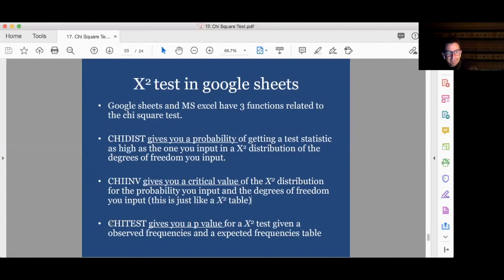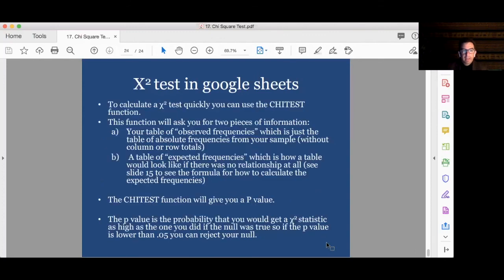And then we also have this CHITEST function that actually gives us a p-value, just like CHIDIST, and conducts a whole chi-square test. We only need to provide the observed frequencies and the expected frequencies for Google Sheets to give us a complete p-value. So we're going to practice on this.